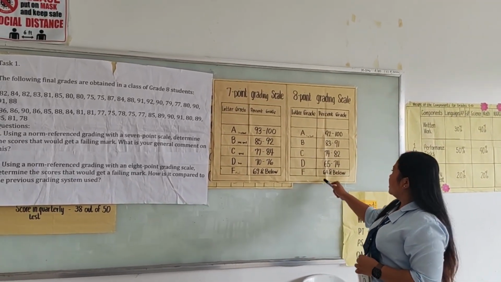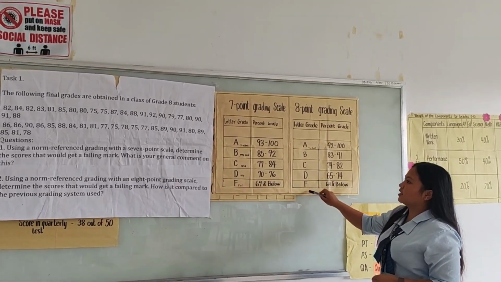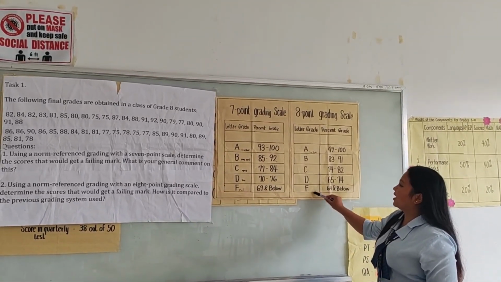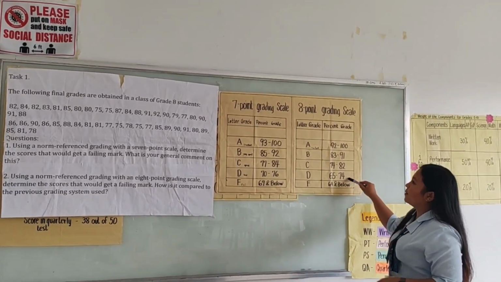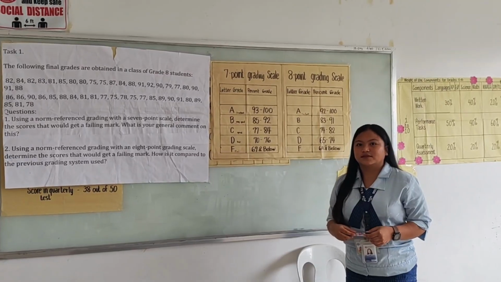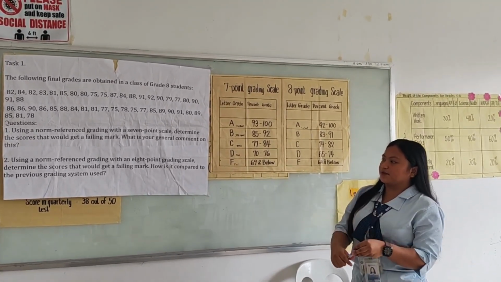It is because if the student got 64 and below, it means the student will fail. But the lowest score in the set B is 75, so that means all of them can pass. So how is it compared to the previous grading system used?